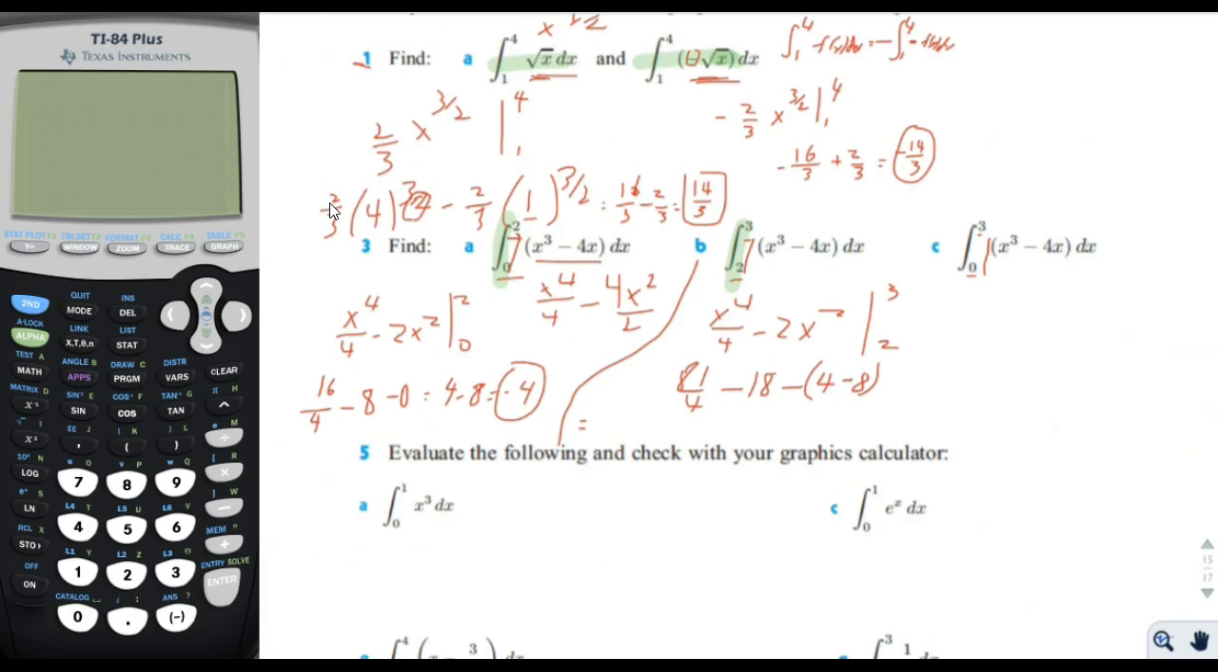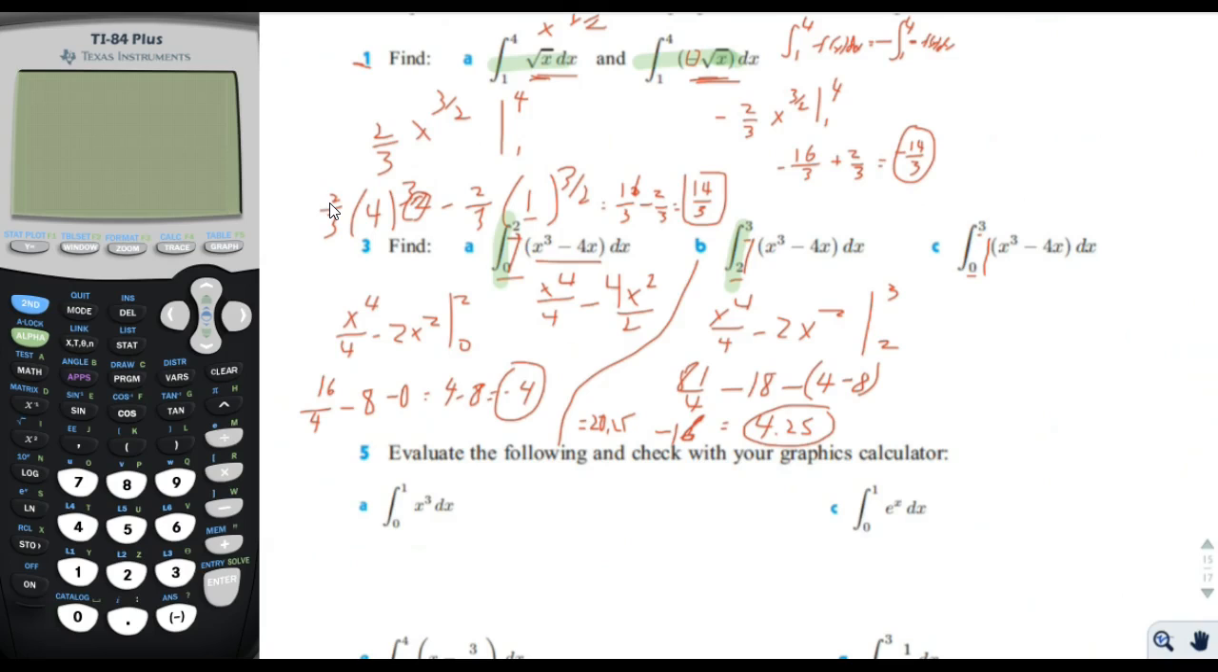So 81 fourths, that's kind of ugly. We'll just leave that. And then we have negative 4, or 4 minus 8, which is negative 4, the negative of a negative 4, which is plus 4, negative 18 plus 4, which is negative 16. And then 81 divided by 4 would be about 20.25. 20.25 minus 16, so that would be about 4.25.